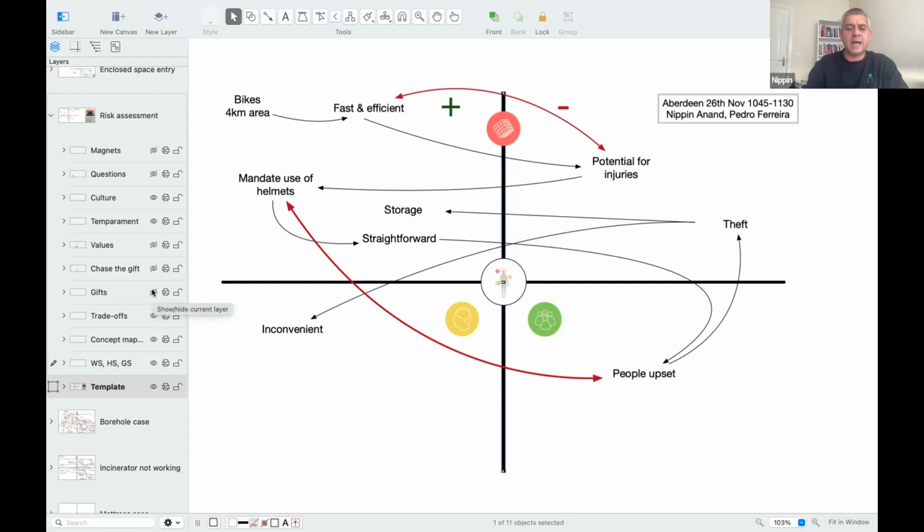Now, what we do in iCue as a next step is to chase the gift. Where are the gifts in this conversation? And by that I mean, what is it that comes as a surprise in a conversation?